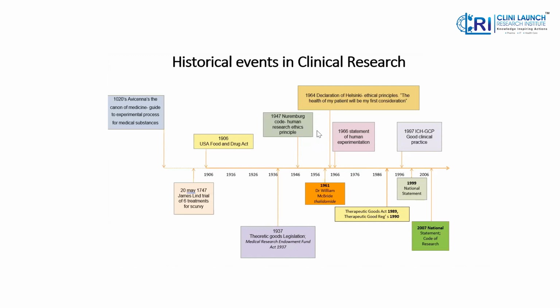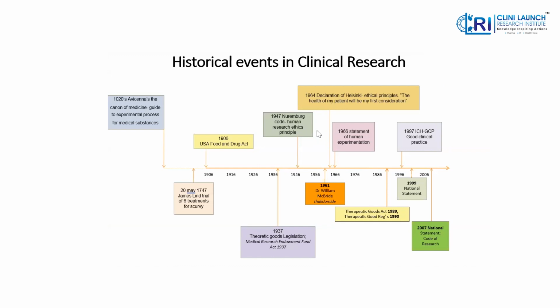Then after the Nuremberg Code, we had another tragedy known as the thalidomide tragedy. In the late 1950s and early 1960s, pregnant women who were suffering from morning sickness, anxiety, and trouble sleeping were given thalidomide. After taking it, hundreds of thousands of babies were born with severe deformities such as phocomelia, a deformity and malformation of the arms and legs, on a large scale.